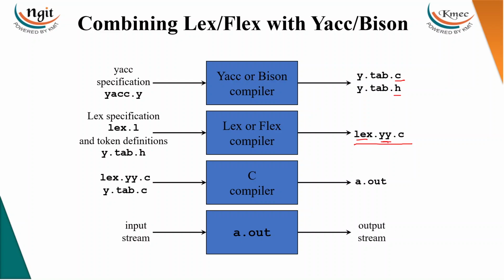YY means yet another. When you give this .c file to the C compiler, it will give you a.out, which now has both lexical analysis and syntax analysis. Now you give a plus b star c. First the lexical analysis will convert it into id plus id star id. Then it will be converted to a parse tree and it will tell you whether it is syntactically correct or not. So this is how a tool is helpful in developing a compiler, reducing the work of the developer.